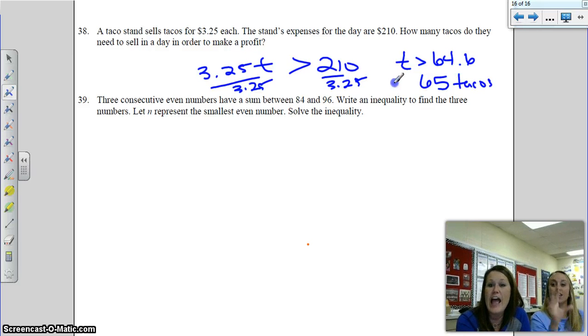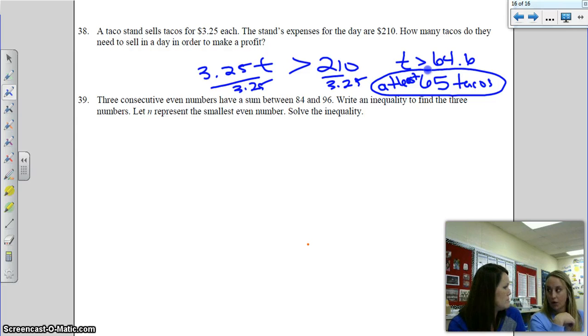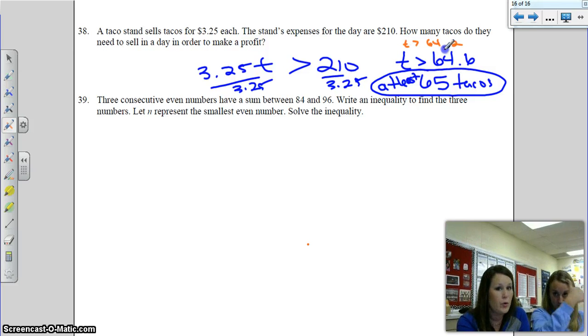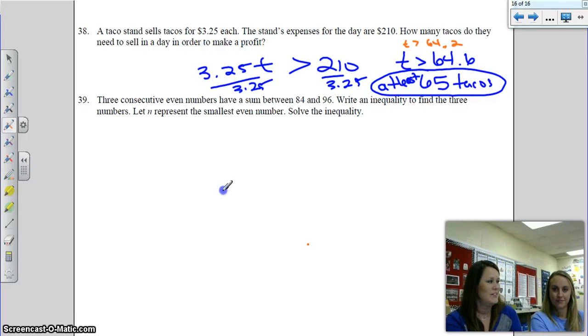65 tacos. So the same thing applies. At least, right? Yes. I have to say the words at least 65 tacos, or 65 tacos or more. So the same thing applies, guys, just like chaperones when we did it last chapter. If we have 64.2 tacos, you still need to round up. Again, I can't buy 0.2 of a taco. I'm not just buying the shell. And if we only sell 64 tacos, I don't make 210. I make less than that. So I've got to round up. If I want another bite of a taco, I've got to buy the whole taco. Yep. All right. No taco for you.